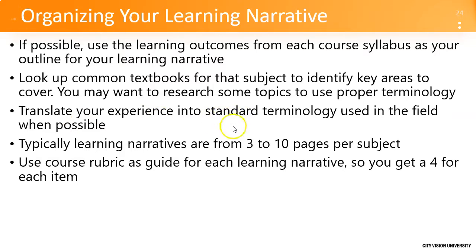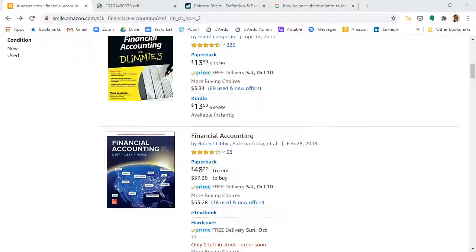Typically, learning narratives are from 3 to 10 pages. They can go as high as 20 pages. And you want to use the course rubric as a guide, so you get a 4 for each item. So now I'm going to explain what some of these steps should look like for you.